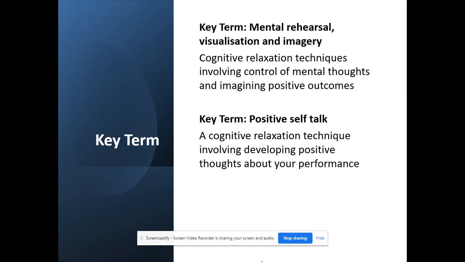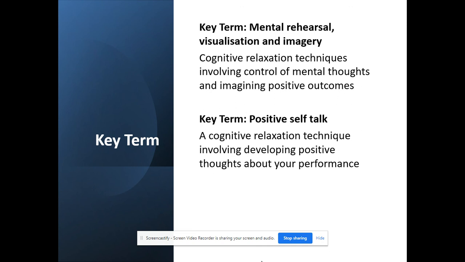So we had our deep breathing, and you've got your mental rehearsal, visualization and imagery. We've also got our positive self-talk. Okay, these are all stress management techniques which can help with your arousal levels, which can in turn help your performance. Have a little think. Is there any times you've had to use these?